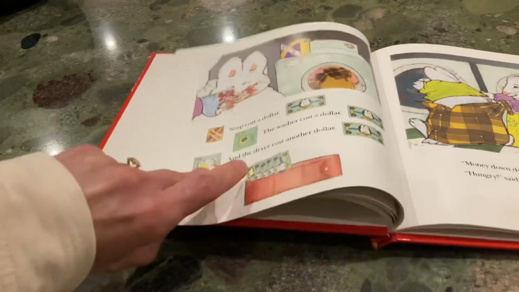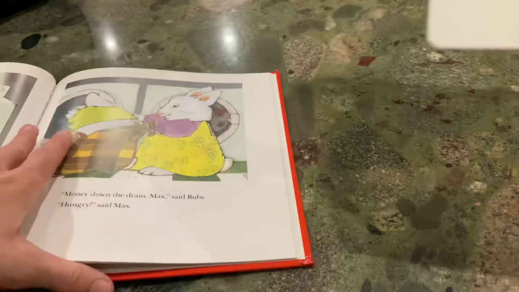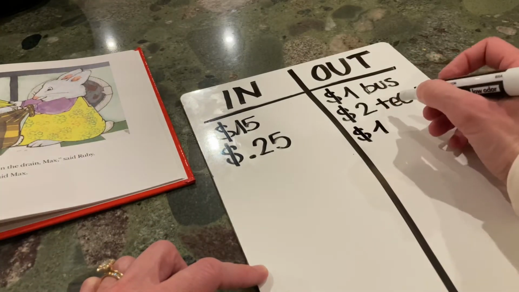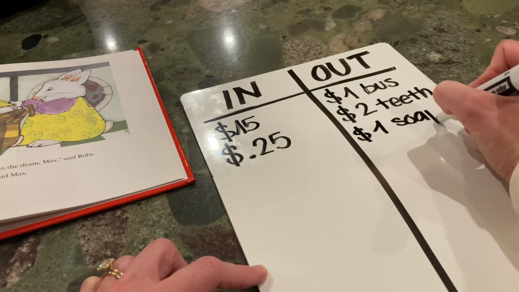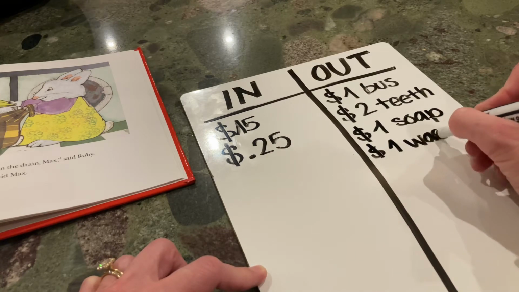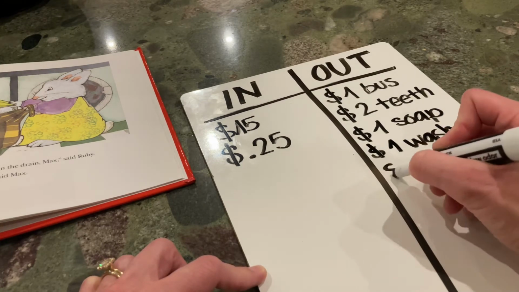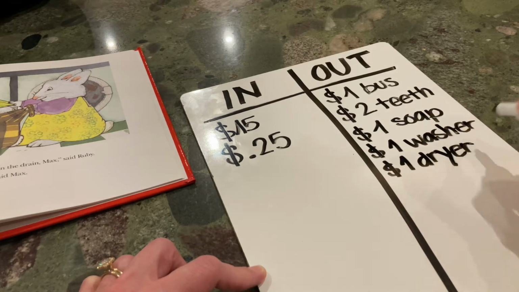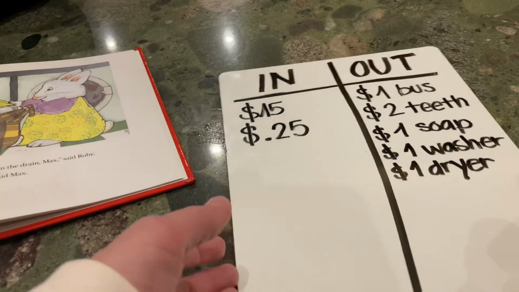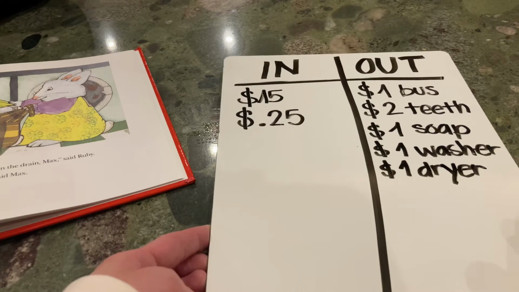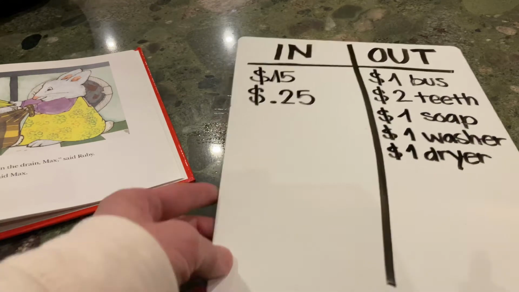So we need to get our budget list again. And we're going to write $1 for the soap, $1 for the washer, and $1 for the dryer. It's beginning to be a pretty expensive outing, and so far they still haven't bought Grandma's birthday present.